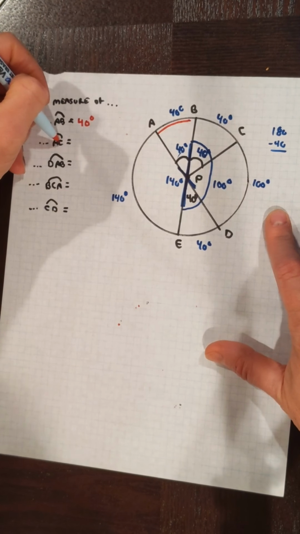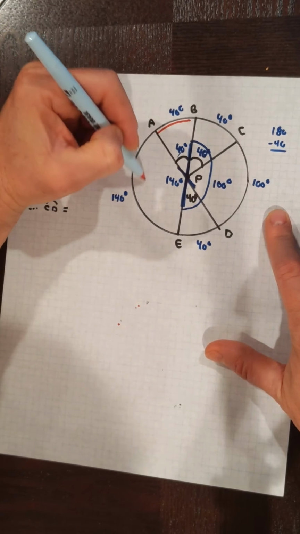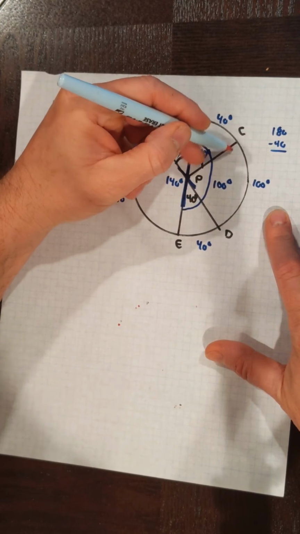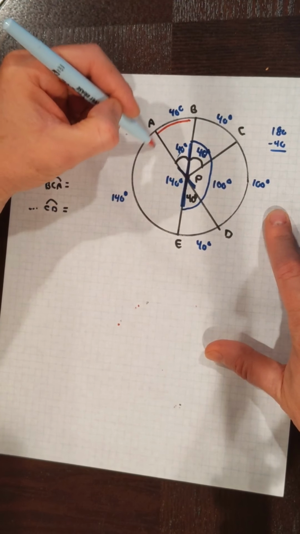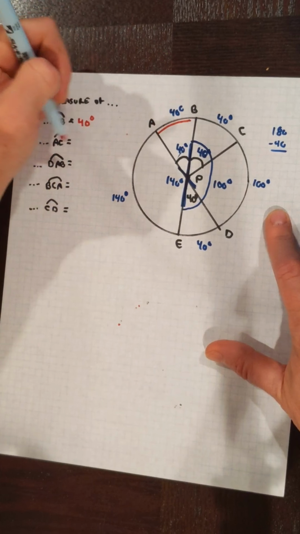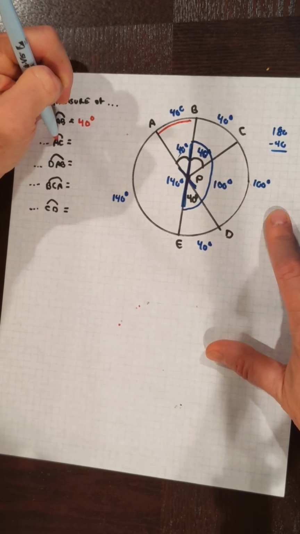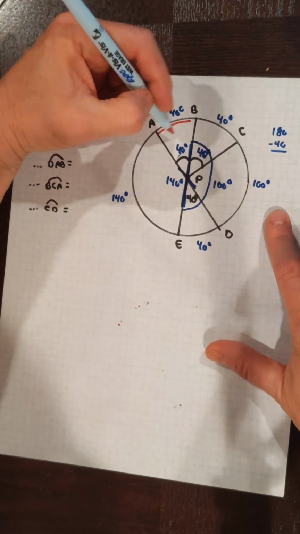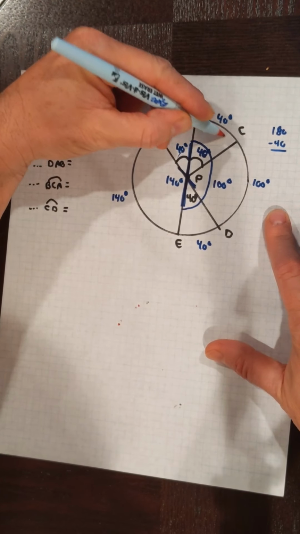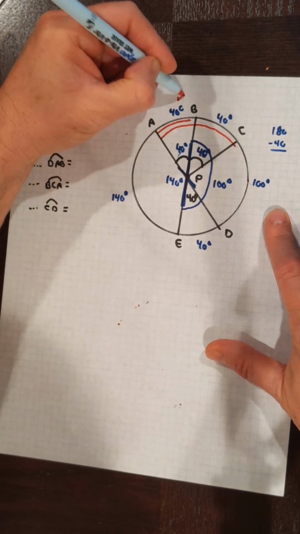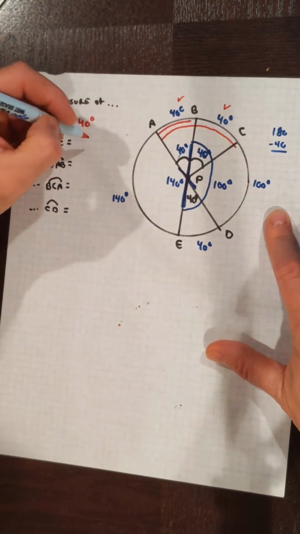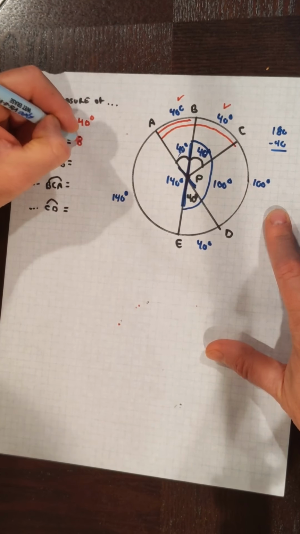AC. Well, it's not a major arc because they didn't use a third letter. I don't want to go this way because that would make a bigger than 180 mark. That's not how you write major arcs. Major arcs, you write 3 letters. A major arc has more than 180 degrees. That only has 2 letters. So I'm going to go AC. That's a combination of this one and this one. 40 and 40 is 80 degrees.